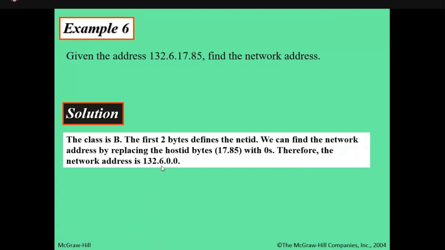Now this is a given address, 132.6.17.85. As it is a class B address, we know the range of class B addresses. As it is 132, it is a class B address. We know in class B the first 2 bytes are the network ID. So the first 2 bytes are 132.6, which is the network ID. So the network address will be 132.6.0.0.